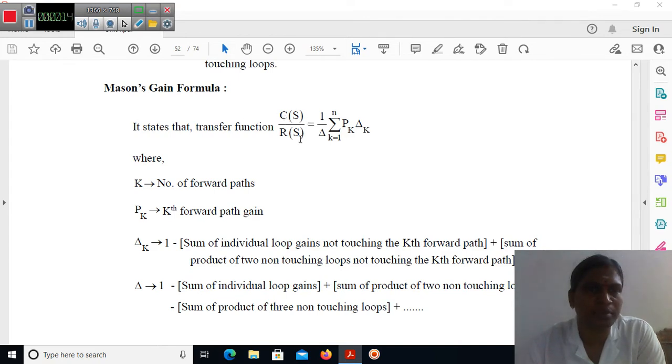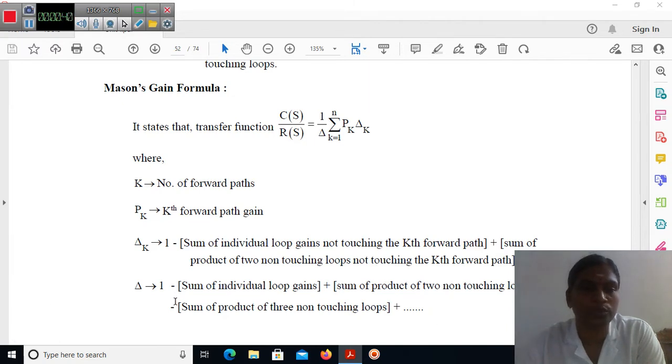C of s divided by R of s is equal to 1 by delta, summation k equal to 1 to n, P_k into delta_k, where k is the number of forward paths and P_k is the kth forward path. Delta_k is equal to 1 minus the sum of individual loop gains not touching the kth forward path, plus the sum of products of two non-touching loops not touching the kth forward path, minus and so on.